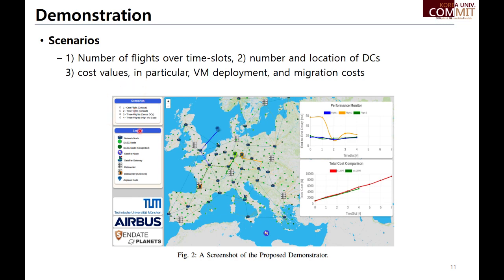Scenarios. Here are the scenarios. There are some choices. First is the number of flights over time: 1 flight, 2 flights, 3 flights. And second is the number and location of data centers. Here is the default, and dense data centers and high virtual machine costs. And you can also select cost values, in particular virtual machine deployment and migration cost. In short, these are the configuration of scenarios.